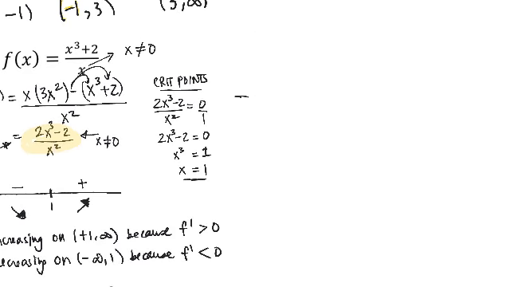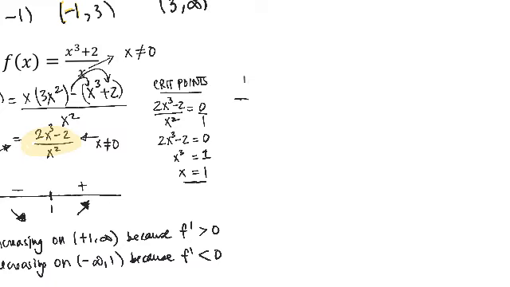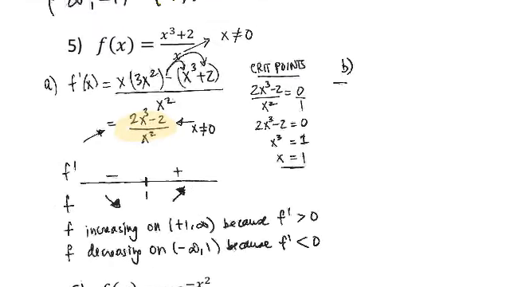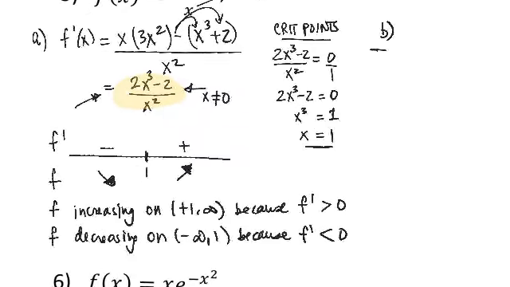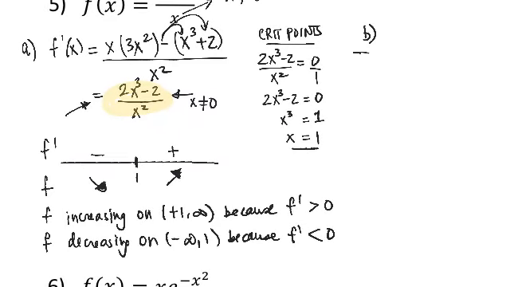Okay, my next piece is the local minimum. That was part B. For that, I've actually already done the first derivative test. What we did here with the sign chart was the first derivative test. I found the critical points and the sign of f prime on both sides of the critical point. So I can conclude that since f is decreasing and then increasing, this point right here at x equals 1 must be a local minimum.